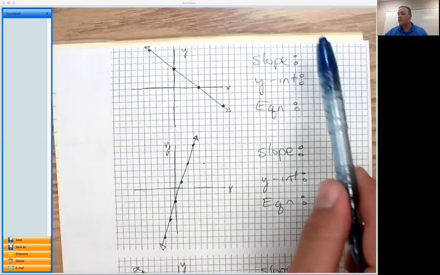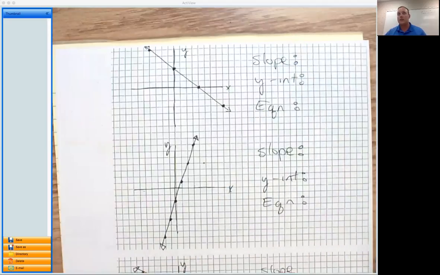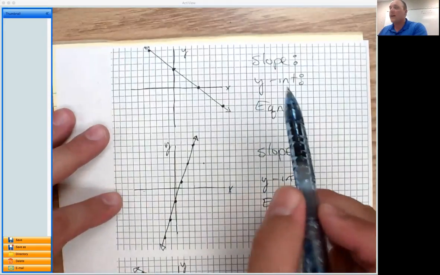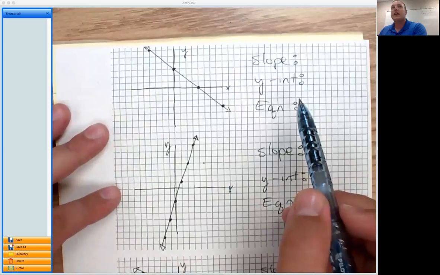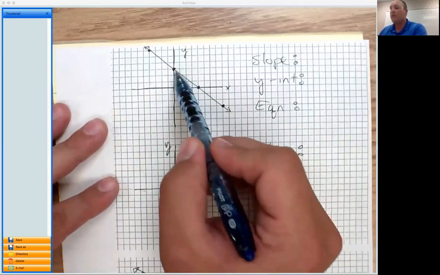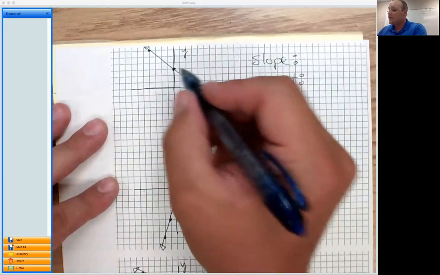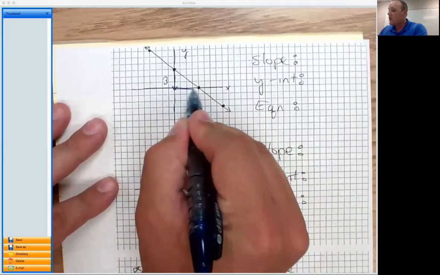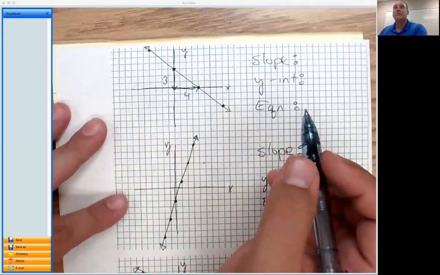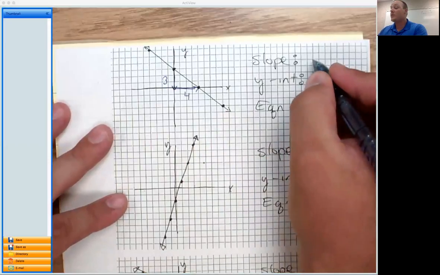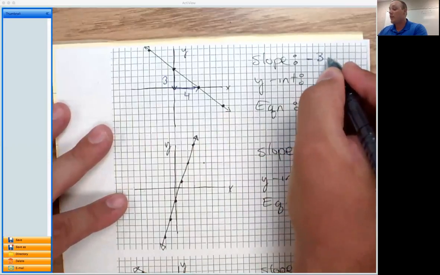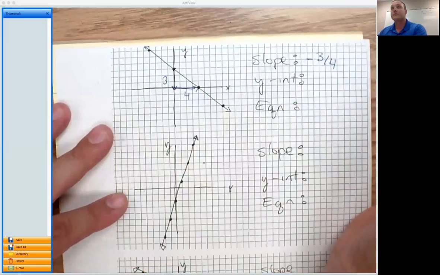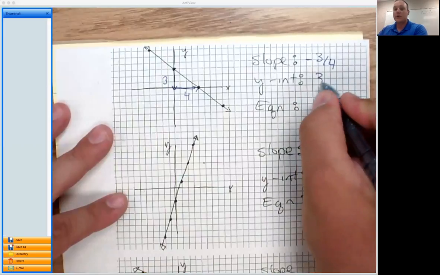So I have us identifying slope or y-intercept and writing an equation for this graph, right? So right here, I've got to identify my slope. And I gave you solid points, right? So I went from this point and I went down 3 and over 4. So what's my slope? I went down, so it's negative 3 over 4. All right, what's my y-intercept? 3. My y-intercept is 3.